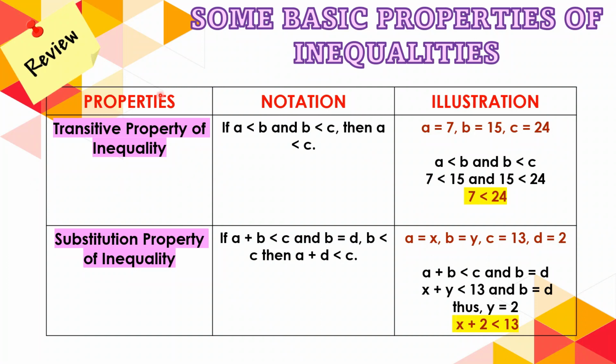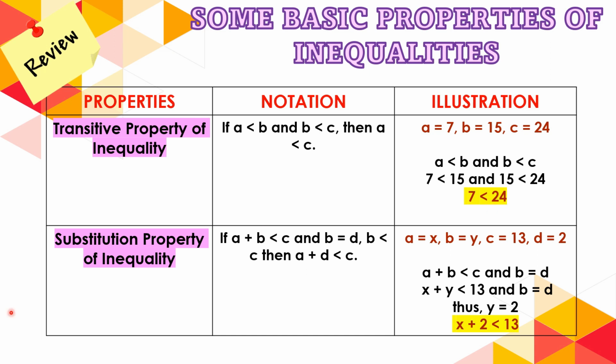Transitive property of inequality. If A is less than B and B is less than C, then A is less than C. Let A is equal to 7, B is equal to 15, and C is equal to 24. A less than B becomes 7 less than 15, and B less than C becomes 15 less than 24. Using transitive property of inequality, we can say that 7 is less than 24.